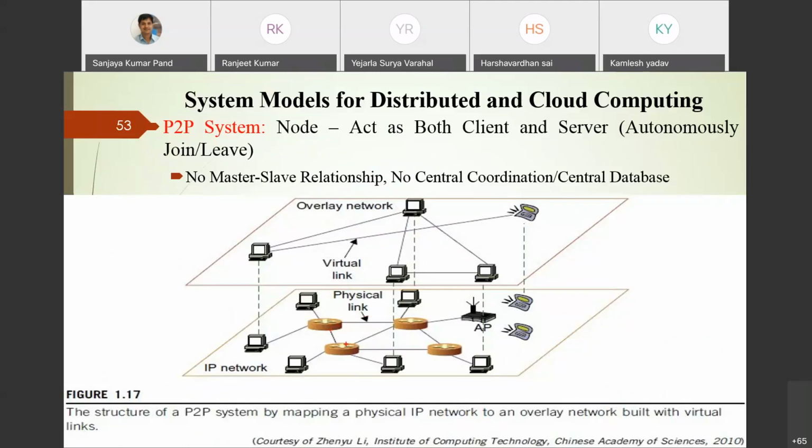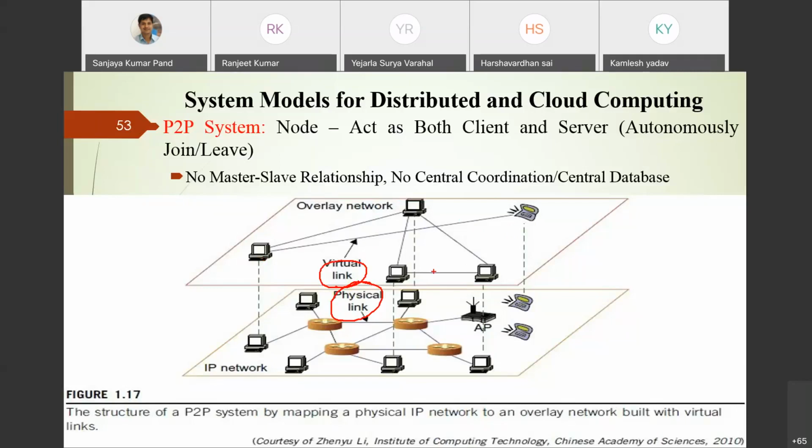Suppose I want to communicate among only these devices. Okay, I want to connect only these devices. So on top of the physical link, I can create a logical link. That is our overlay network. So that, instead of going through this physical link, I can establish a virtual link, so that I can connect these computers for my work. Okay, that is the advantage.